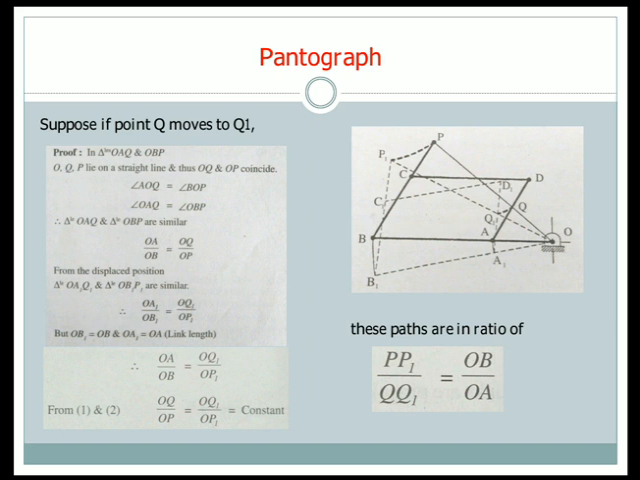The pantograph mechanism can be used to enlarge or make small the images or sketches. If there are any images or sketches, we can enlarge that image or sketch, or we can decrease the size of the sketch also. So pantograph is mainly used in this process. So for enlarging and diminishing of sketches, we can use pantographs.